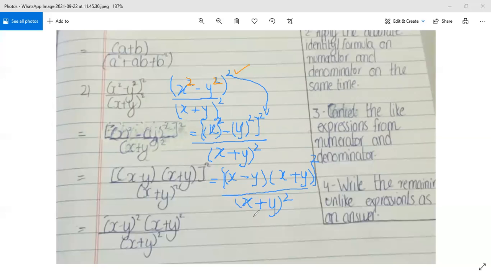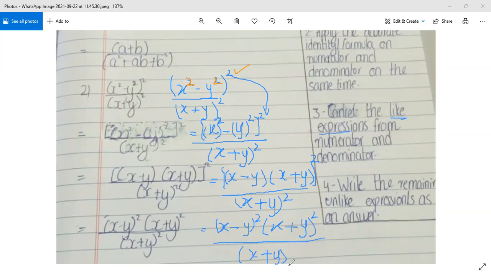If you see the like expression, we can do it: x minus y whole square, then x plus y whole square, then x plus y whole square. Now you have to find out and cancel the like expressions.